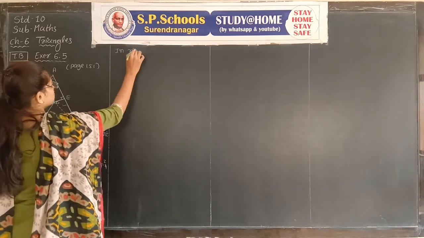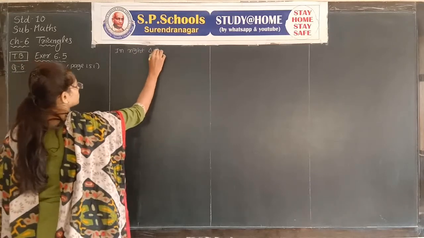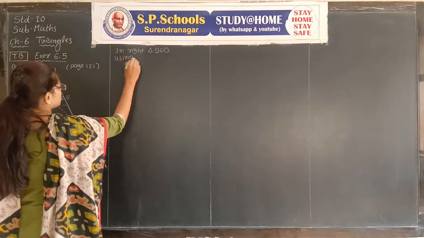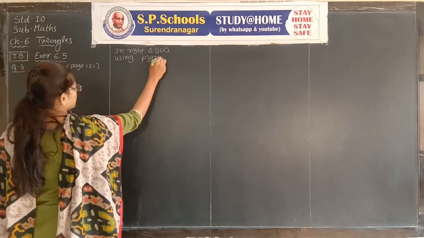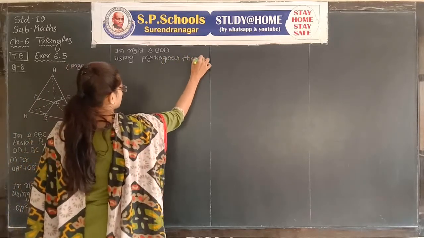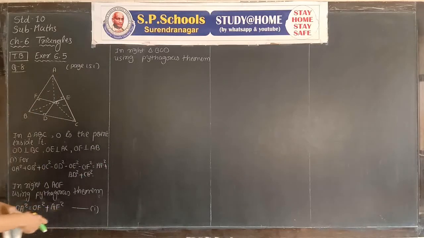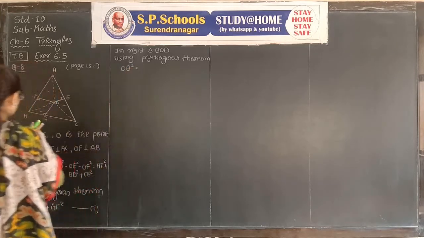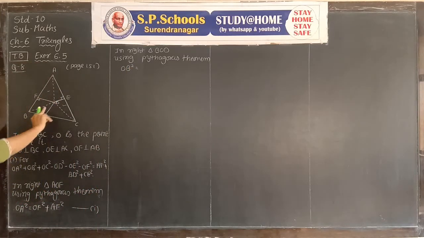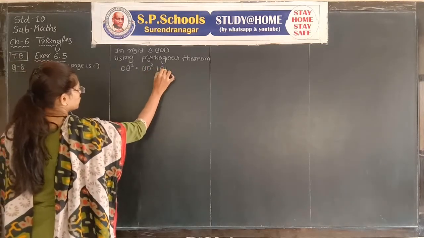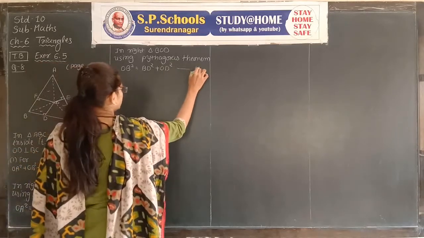Same way, now we apply the Pythagoras theorem in BOD. In right triangle BOD, using the Pythagoras theorem, OB is the hypotenuse, so square of OB is equal to BD square plus OD square. It is our result number 2.